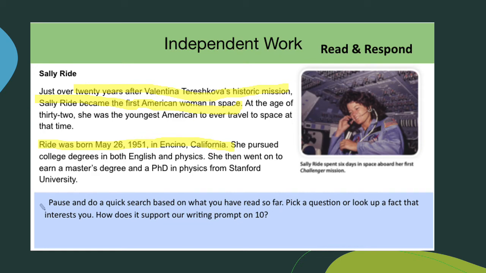Ride was born May 26, 1951 in Encino, California. She pursued college degrees in both English and physics. She went on to earn a master's degree and a PhD in physics from Stanford University. Great. So I have three things I can put on there. So I need to look up when Valentina's mission was, and I'll also need to look up what 20 years after that was. But I can also very easily put on the timeline that she was born on May 26, 1951. So let's go do that.